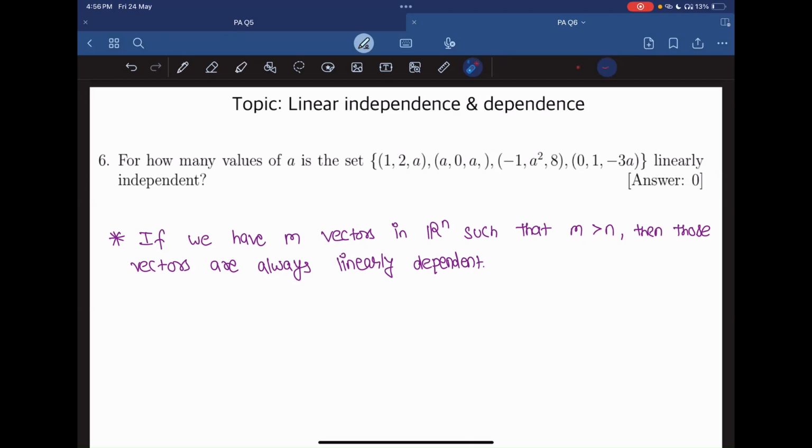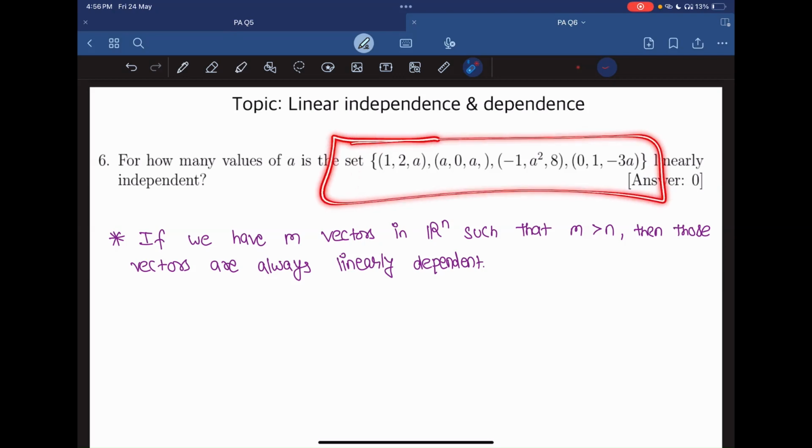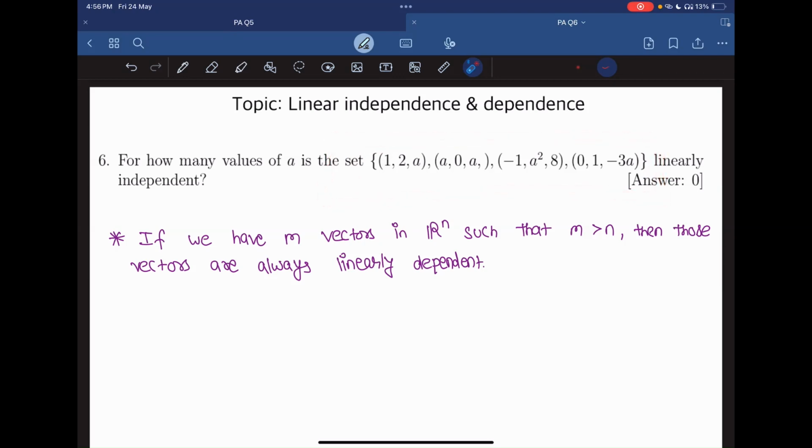So here, as we have four vectors in R3, this set will always be linearly dependent. So there is no value of A such that this set can ever become linearly independent. So our answer would be 0. Thank you.